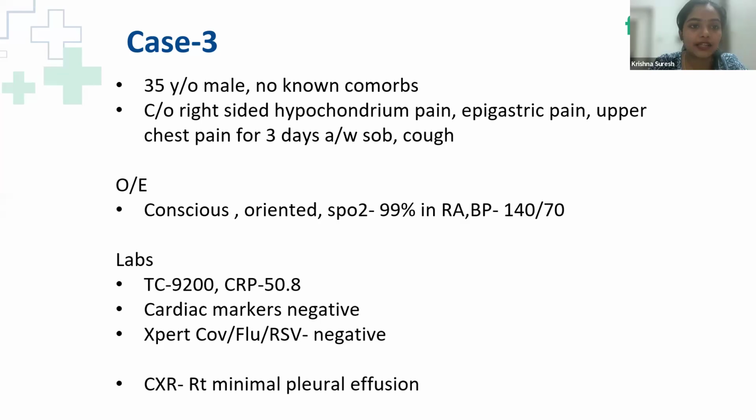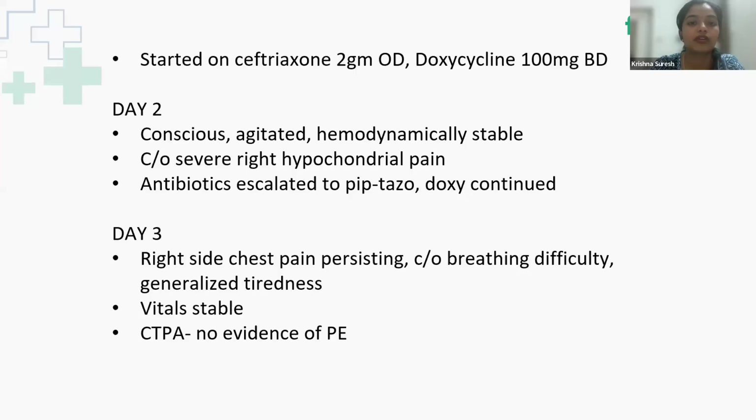So here you can see that this patient is a young female without any comorbidity. So there is no risk factor for Pseudomonas or MRSA. So the patient was empirically started on ceftriaxone 2 gram OD and doxycycline 100 mg BD. On day 2, patient was conscious, agitated, hemodynamically stable, complaints of severe right hypochondrial pain. So the antibiotics were escalated to piperacillin, tazobactam, and doxycycline was continued.